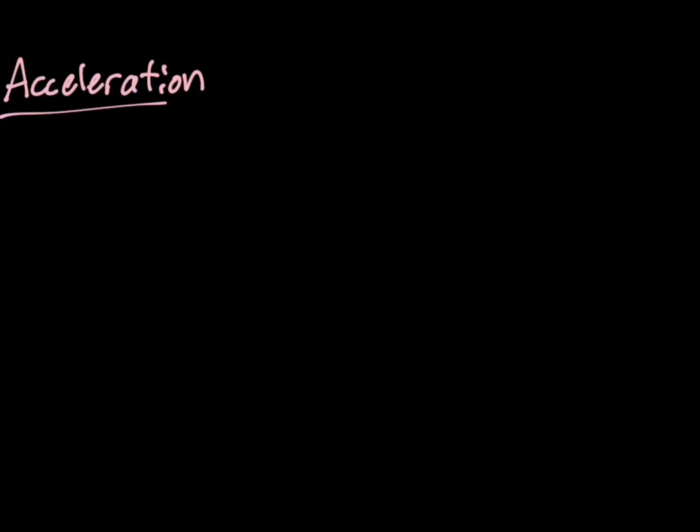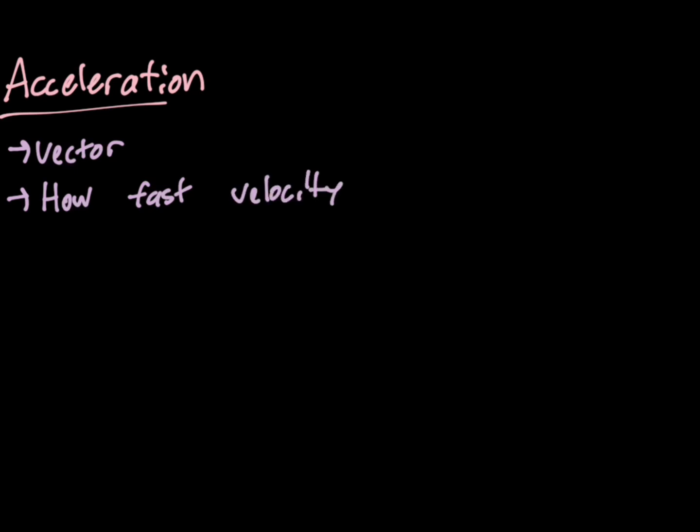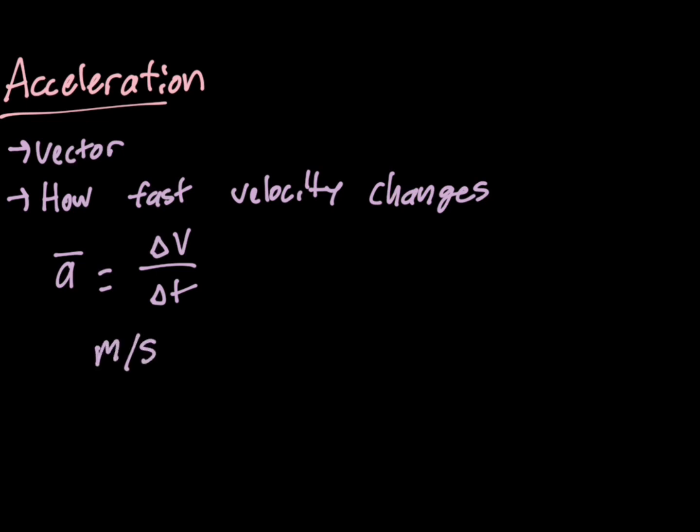The important thing is that we can only use the velocity equations when there is no acceleration. Acceleration is a vector, and it is how fast the velocity is changing. If it's the rate of change of velocity, we can write it as a, acceleration, is equal to delta v over delta t. So t is the same for time, but v, instead of being the displacement, is now the velocity. And so the unit is going to be meters per second squared.